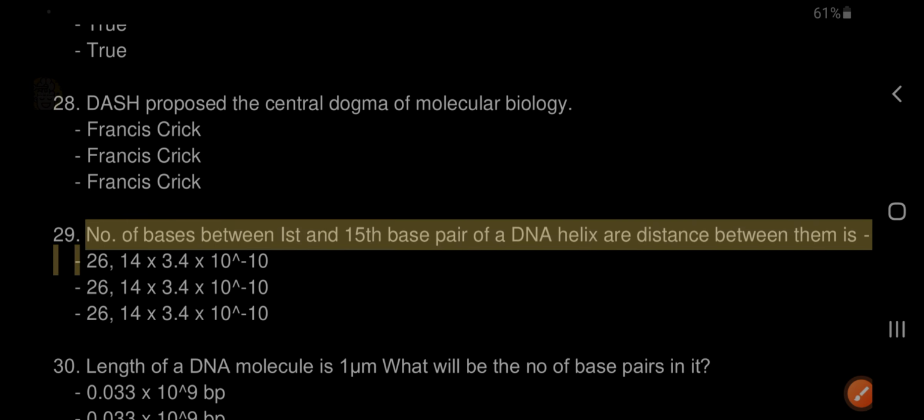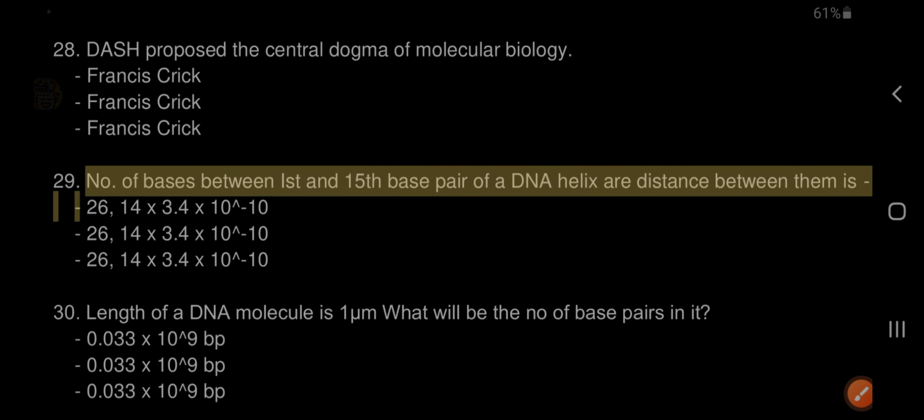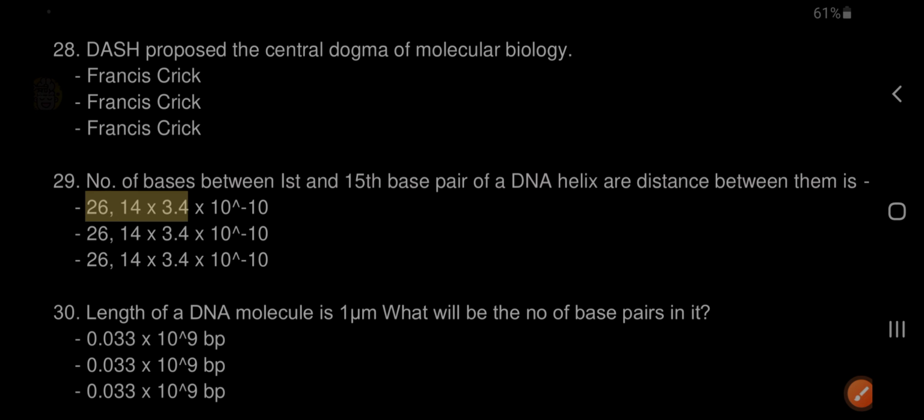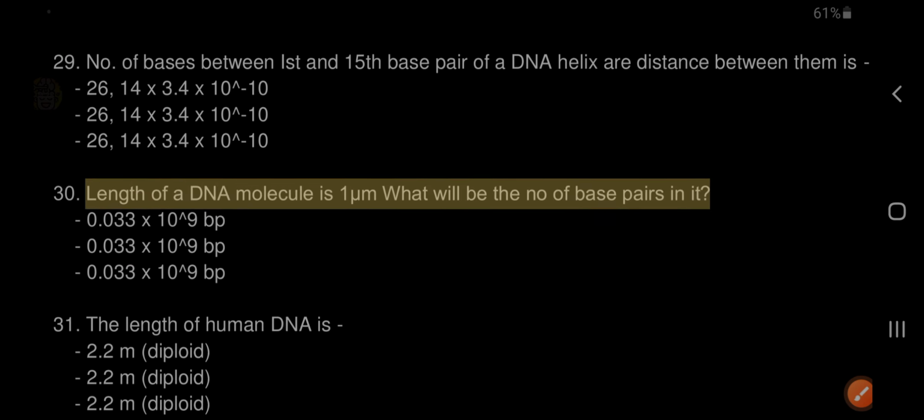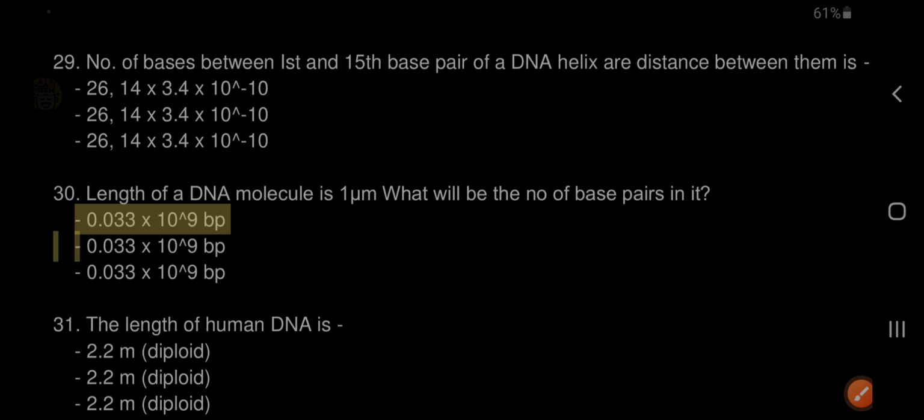29. The number of bases between first and 15th base pair of a DNA helix is dash and the distance between them is dash. 14, 14 x 3.4 x 10⁻¹⁰ m. 30. Length of a DNA molecule is 1 micrometer. What will be the number of base pairs in it? 0.033 x 10⁹ bp.